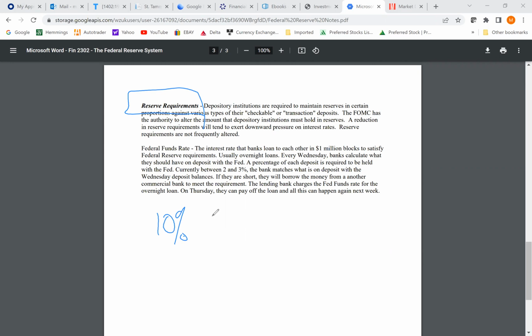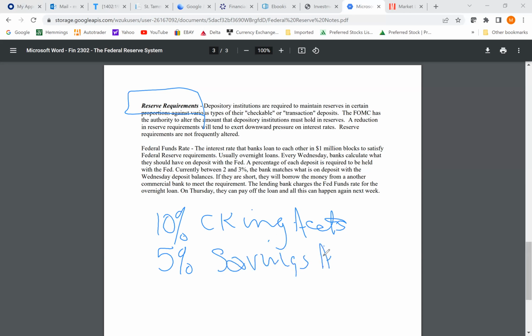It might be, this is for checking accounts. It might be 5% for all savings accounts. So the bank's saying, what the hell? I'm losing, I have a lot of money tied up. It's at the Fed. I can't loan it out. I can't make money on the money. So it's kind of a tax on the bank without it being an actual tax. It's taxing the liquidity of the institution.